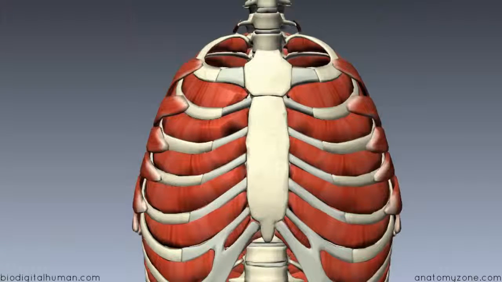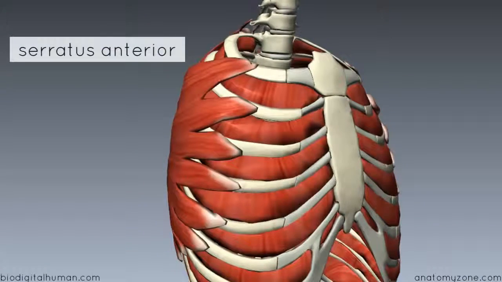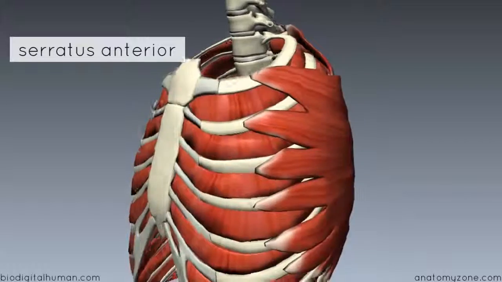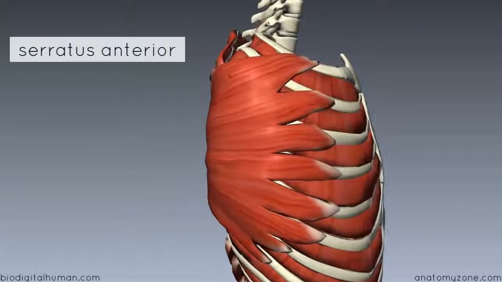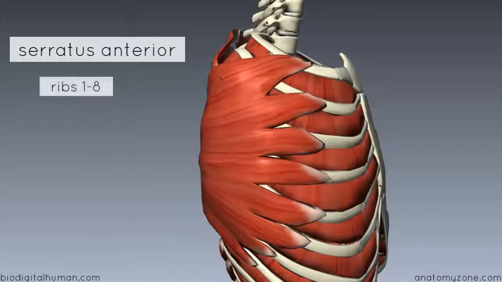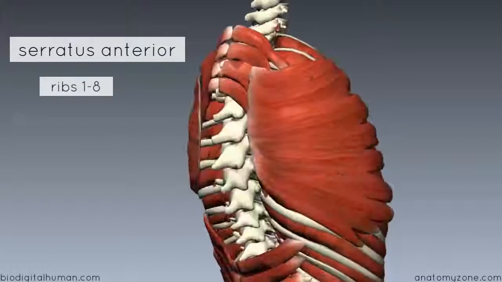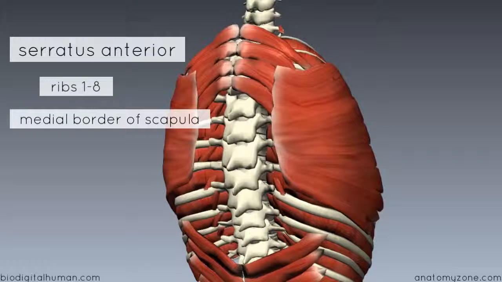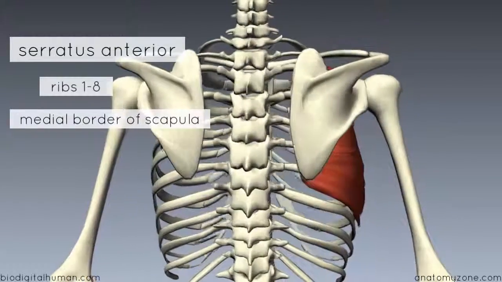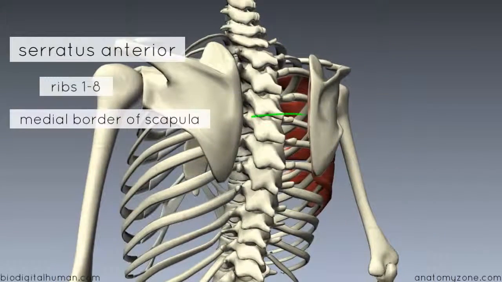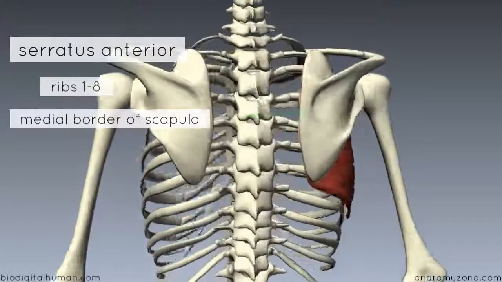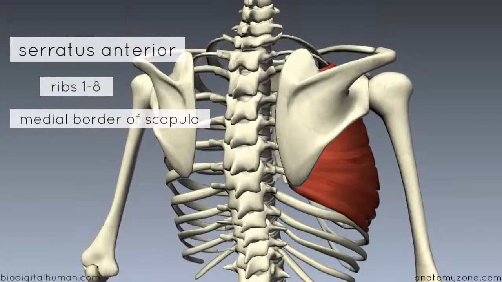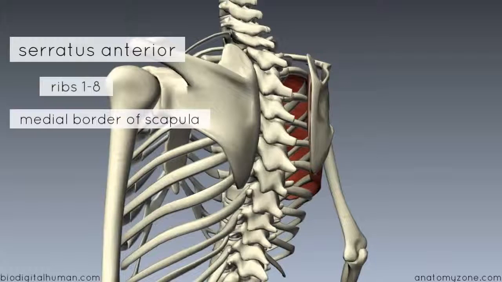So coming back round to the front, you can see the Serratus Anterior muscle here on either side. This muscle originates on the upper ribs, so from the first 8 to 9 ribs, and it inserts on the medial border of the scapula, on the costal surface. I've just isolated this muscle on the skeleton here, and you can see the medial border of the scapula here, and the costal surface of the scapula is the anterior surface of the scapula, which lies close to the rib cage. So the Serratus Anterior inserts on the medial side of the scapula on its costal surface.